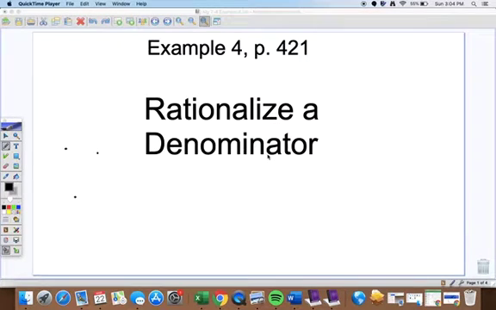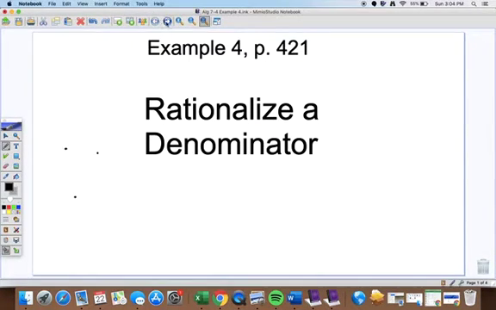Everybody, we are going to start looking at the next two examples in chapter 7, lesson 4, dealing with radicals. So, example 4 on page 421, and I'm going to post the book resource for you guys to look at to go along with this. So, this is about rationalizing a denominator.